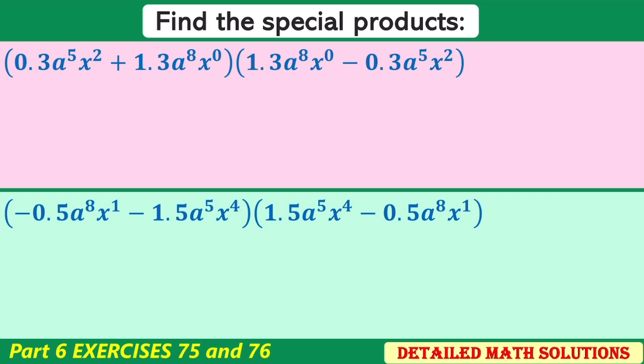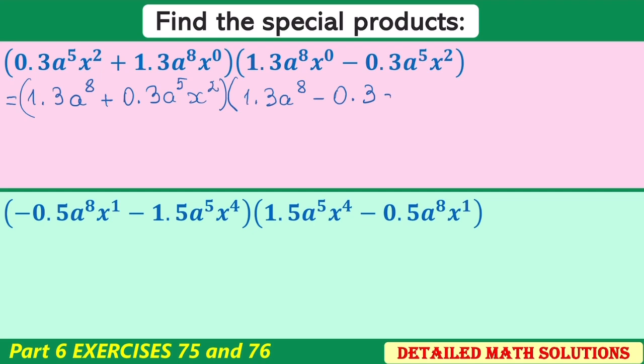To solve the next exercise, I need to write the two terms within the first parentheses in a slightly different way. I need to switch their places. And when I do that, this equals 1.3 a to the 8th power. X to the 0th power equals 1, therefore I'm not going to write it, plus 0.3 a to the 5th power x squared multiplied by 1.3 a to the 8th power minus 0.3 a to the 5th power x squared.